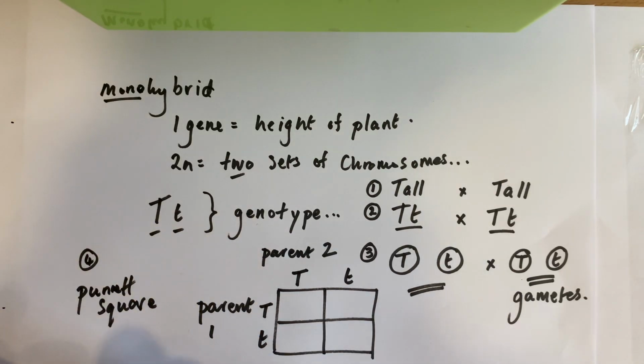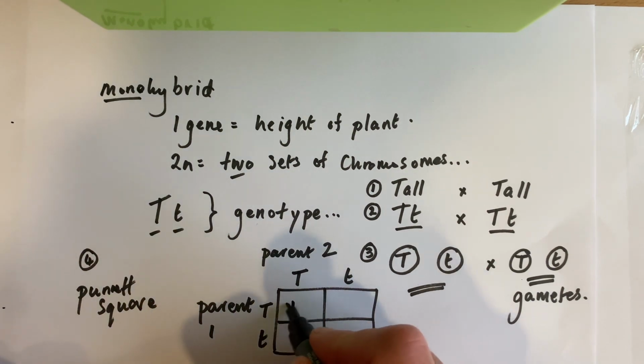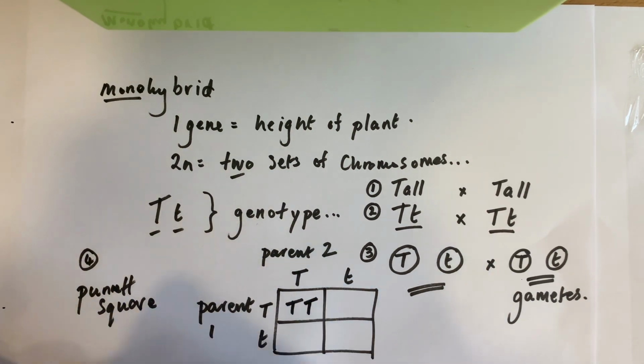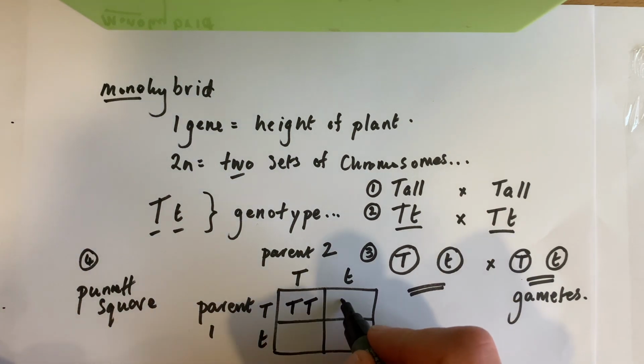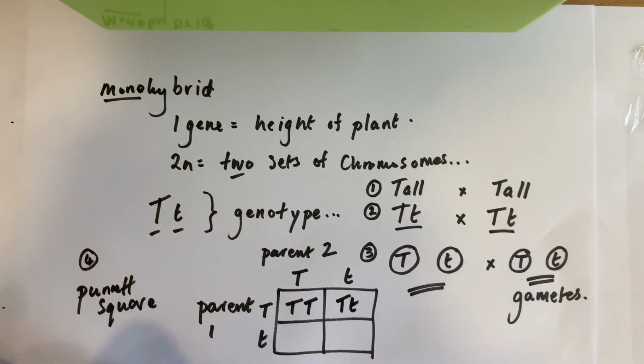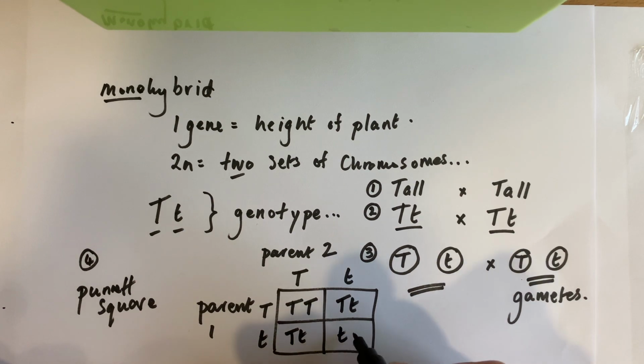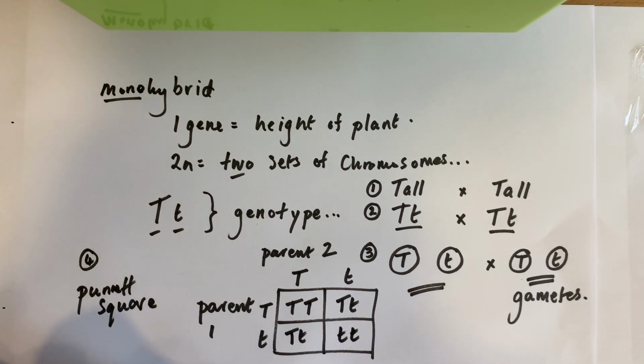And then I'm going to get fertilization. So in the Punnett square, we do our theoretical fertilization. So one of the theoretical offspring will be homozygous dominant. The second theoretical offspring will be heterozygous. The third theoretical offspring will be, again, heterozygous. And the fourth theoretical offspring will be homozygous recessive for that gene.